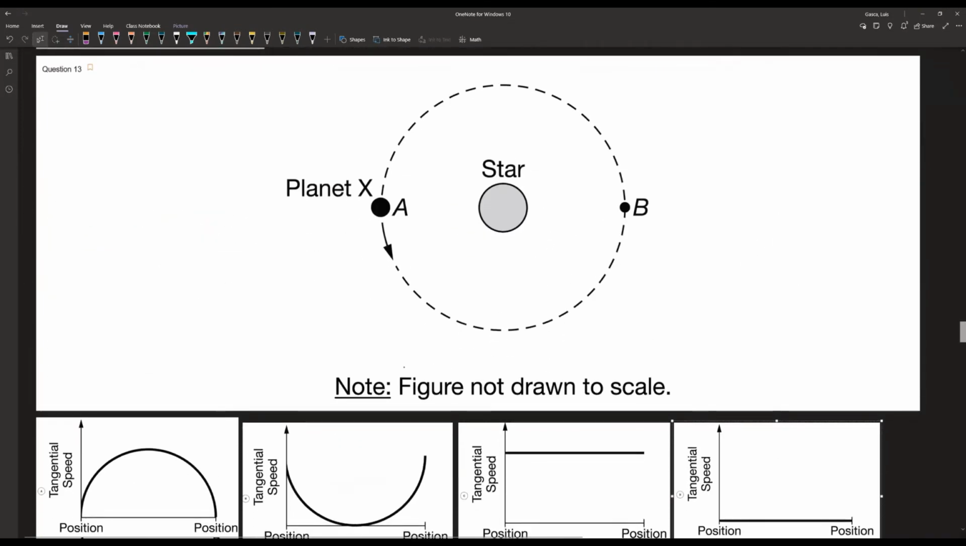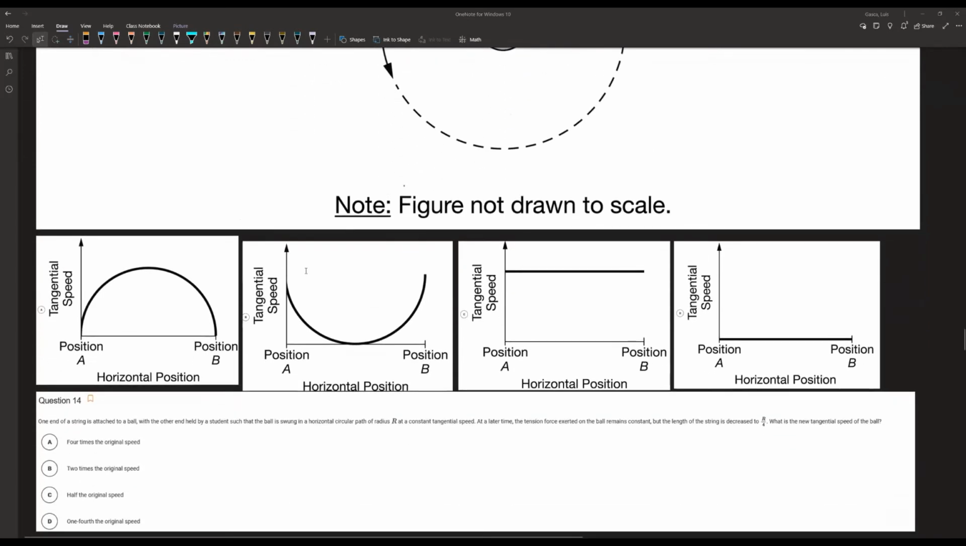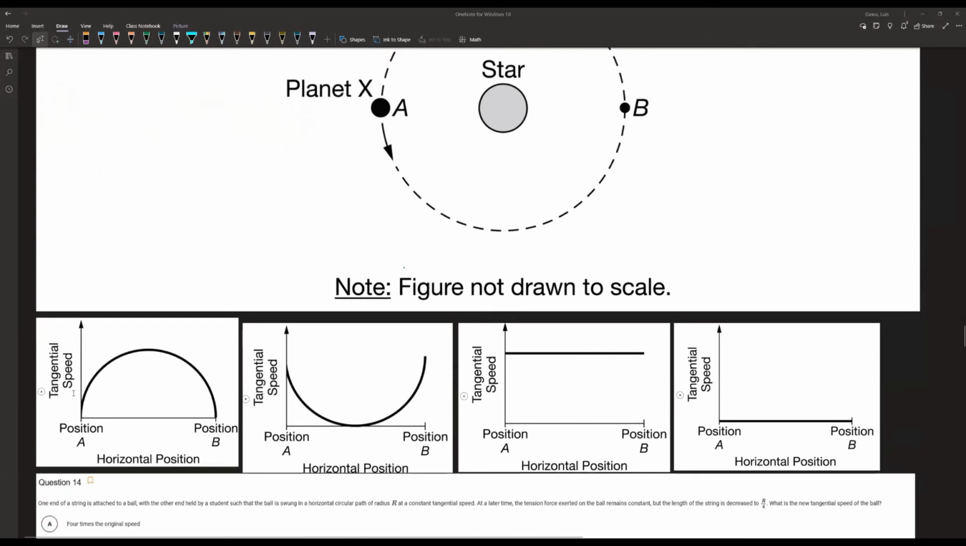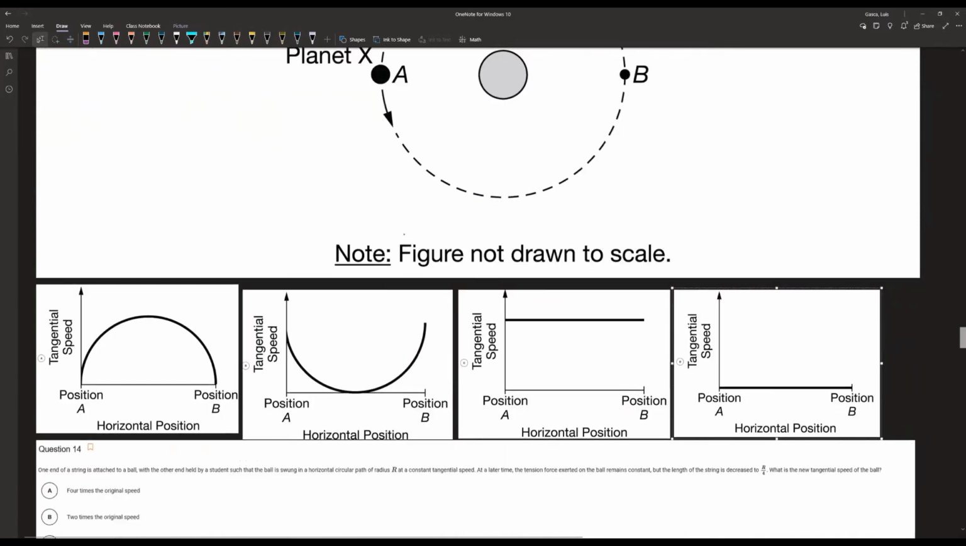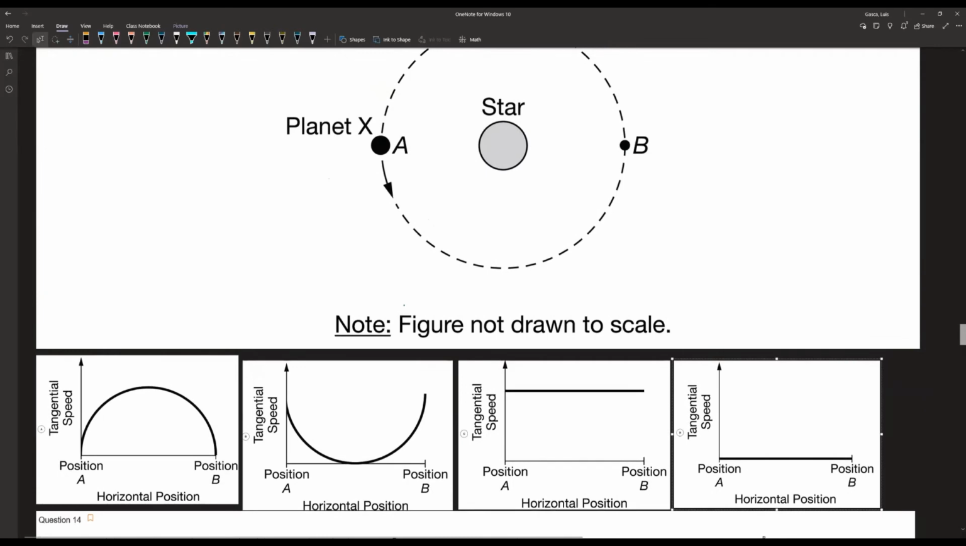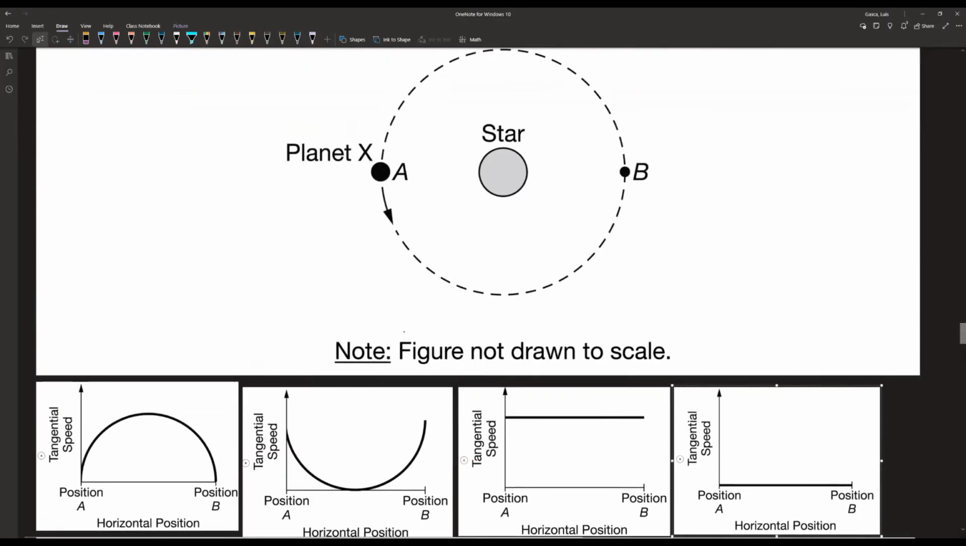Okay. So planet X is at a position A, and it reads, oh, I didn't even copy the question. So I'll give you guys the question. So planet X is going to move from position A to position B, and they want us to choose which of these best represents the graph of the tangential speed as this planet goes around in a circle at a uniform rate, or in a uniform motion. So let's see here what we think.